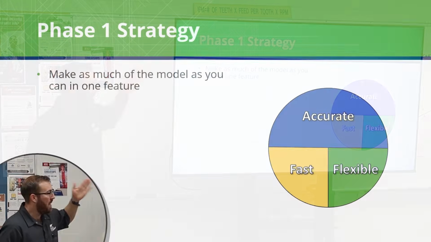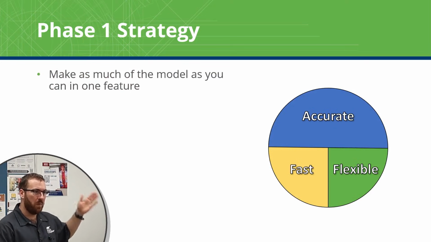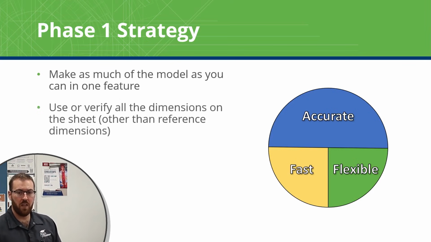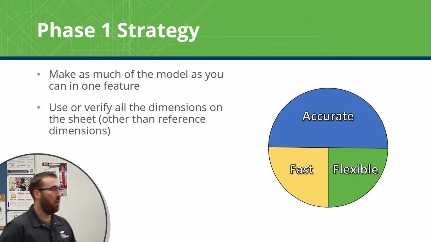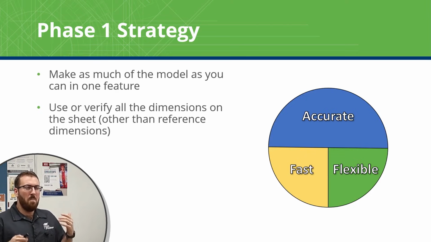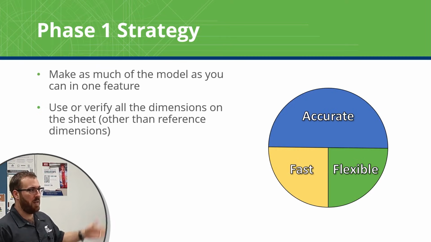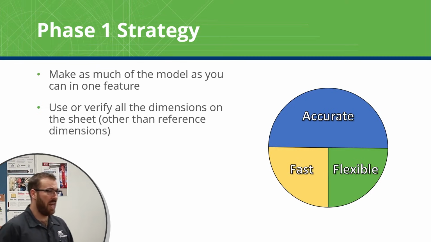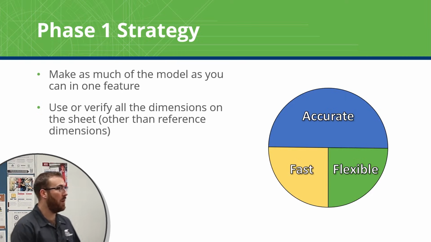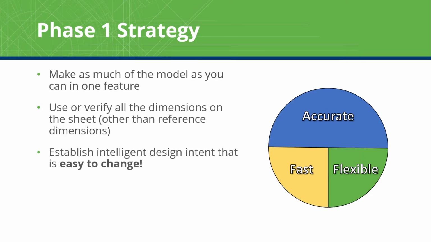Phase 1: make as much of the model as you can in one feature. We talked about that a bit, but you want to really make that first feature count. Step 2, use or verify all the dimensions on the sheet other than reference dimensions. You may not use every single dimension, and obviously reference dimensions you're probably not going to use, but those are great sanity checks. But you need to be aware of all the dimensions, right? You're probably going to use all of them. They will be included in one way or another.